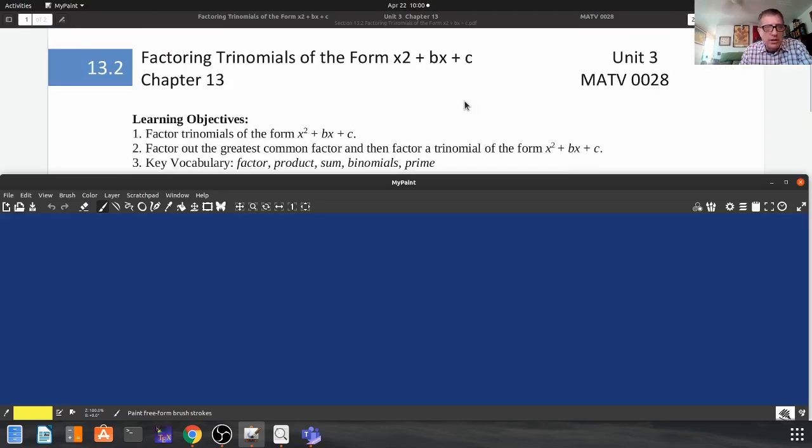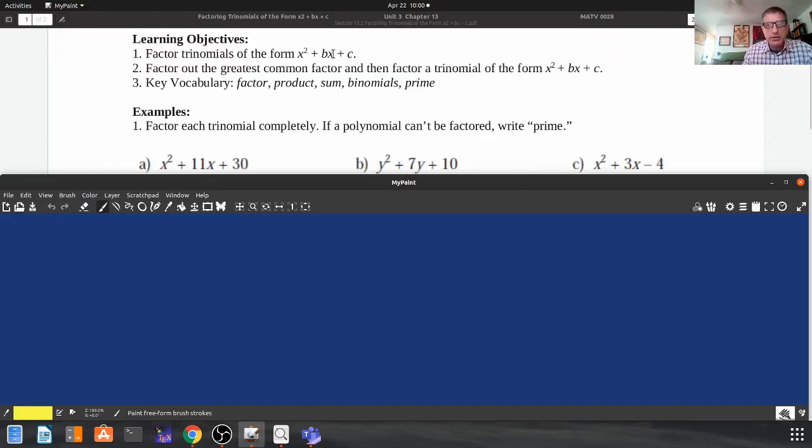Okay, let's start chapter 13, section 2. We're going to be factoring trinomials. And the trinomials are going to be of this form, x squared plus bx plus c. So more specifically, they will be degree 2 trinomials.